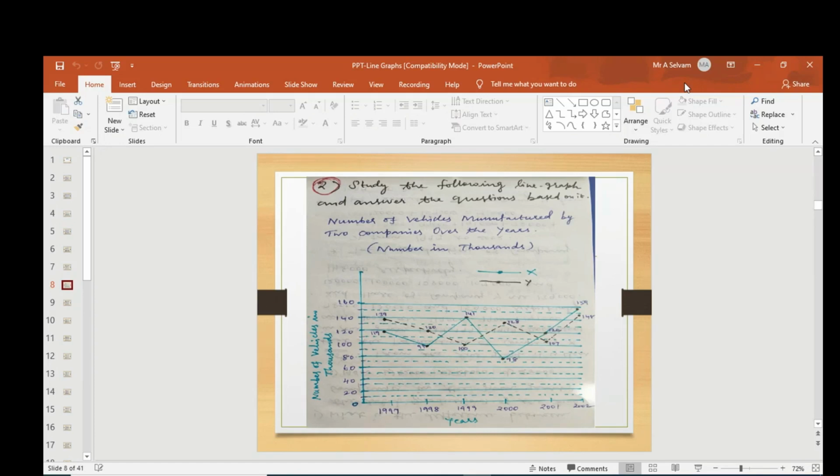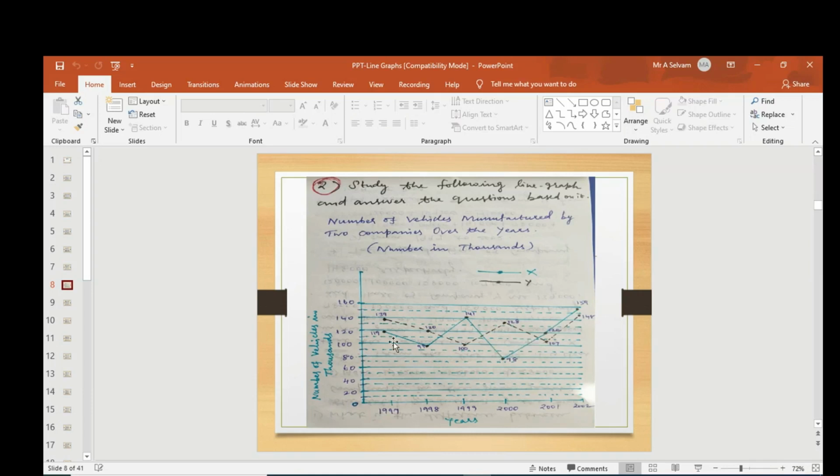So they are giving it like this: the number of vehicles manufactured by two companies over the years, number in thousands. X company and Y company. X company is represented in a violet color, Y company in a black color. Now look at the line graph first.